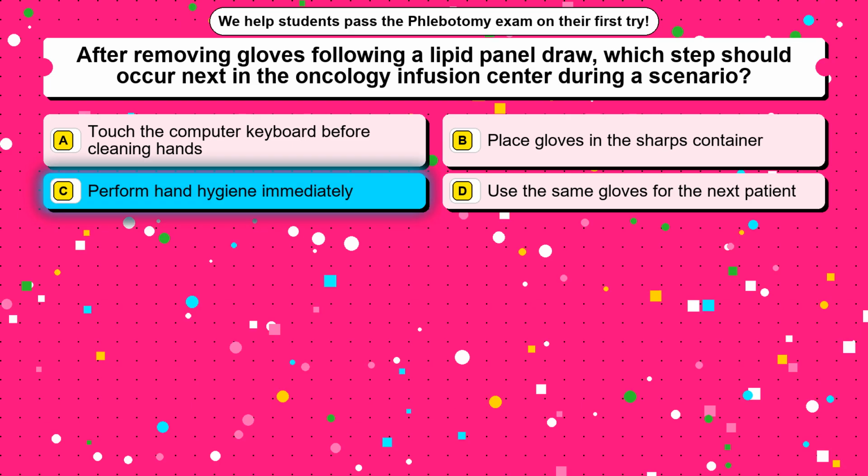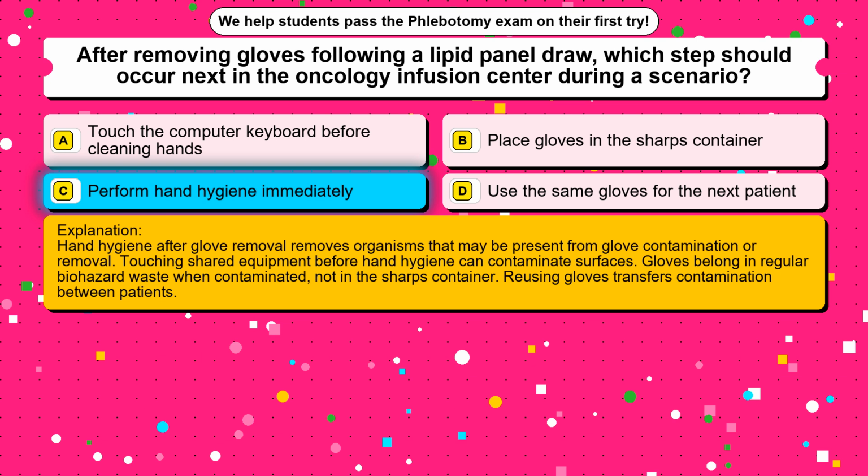The correct answer is option C. Perform hand hygiene immediately. Hand hygiene after glove removal removes organisms that may be present from glove contamination or removal. Touching shared equipment before hand hygiene can contaminate surfaces. Gloves belong in regular biohazard waste when contaminated, not in the sharps container. Reusing gloves transfers contamination between patients.